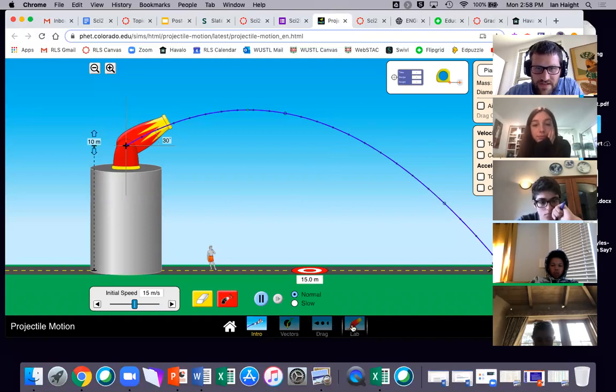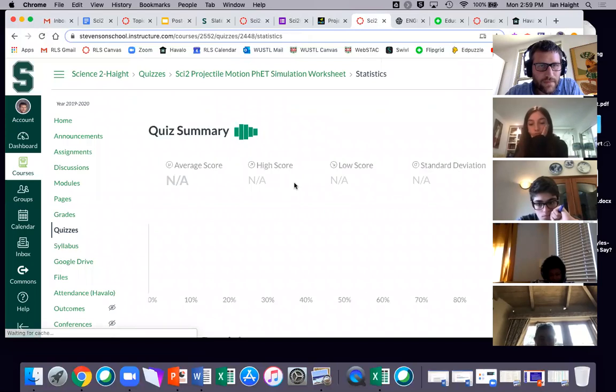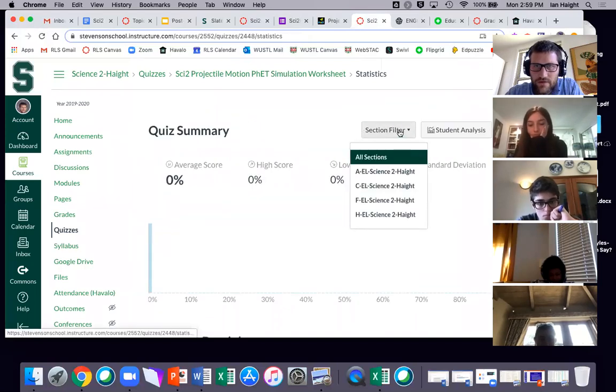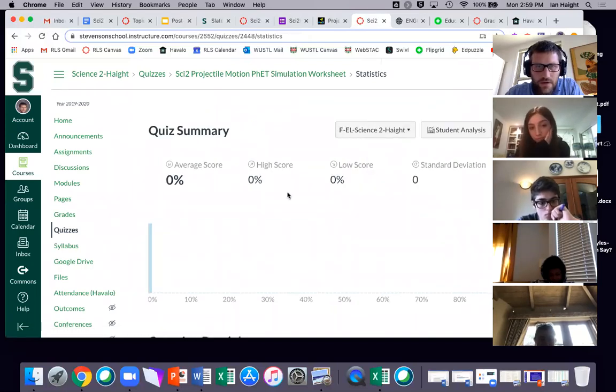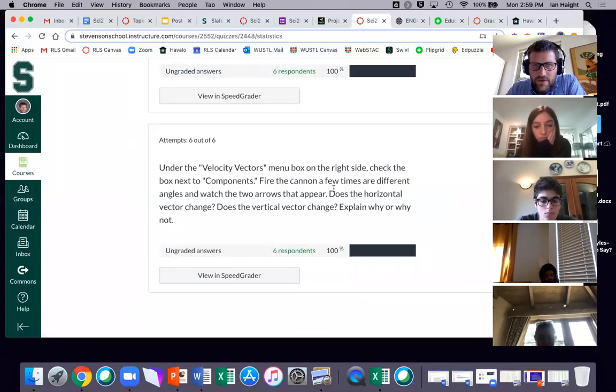The PhET simulation was hopefully pretty straightforward. In terms of the vectors, the very last question in the quiz was the key takeaway, I think. The last question was about the vectors. Under the velocity vectors menu in the box to the right side, check the box for components, fire the cannon a few times at different angles and watch the arrows appear. Does the horizontal vector change?